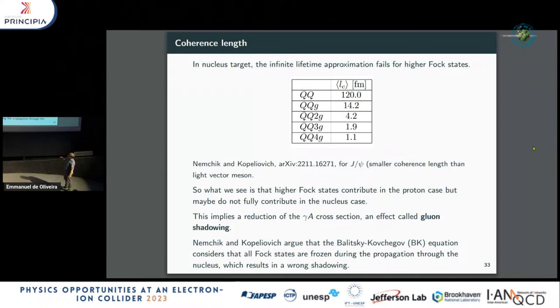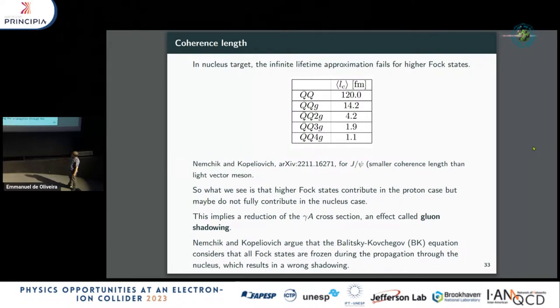But this one is the key one. This has been included in the proton, so it gives an increase in the cross section. But it will not be 100% present in the nucleus. So in the nucleus, you have to have a little bit more shadowing to take into account that this one does not survive all the time inside there.